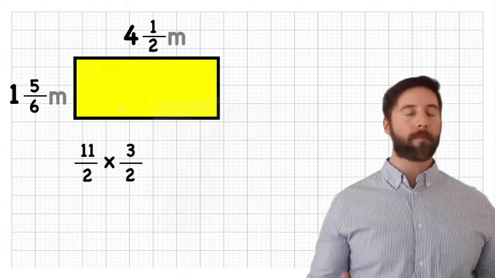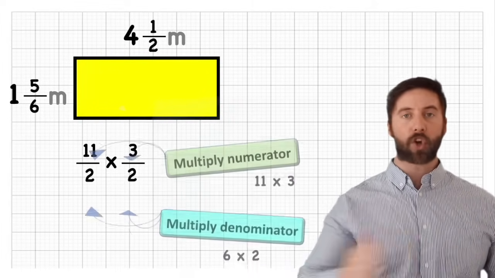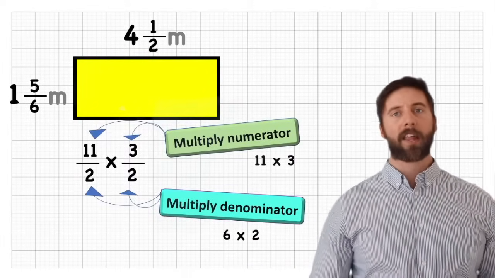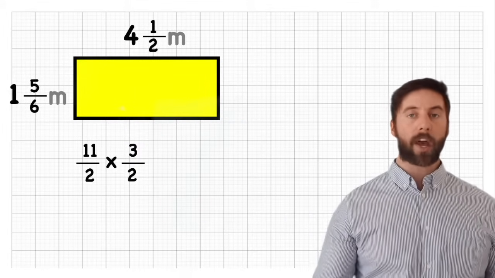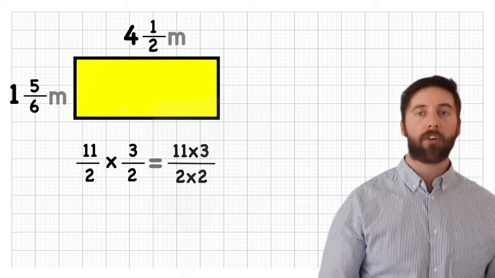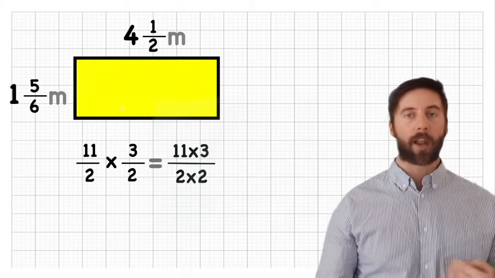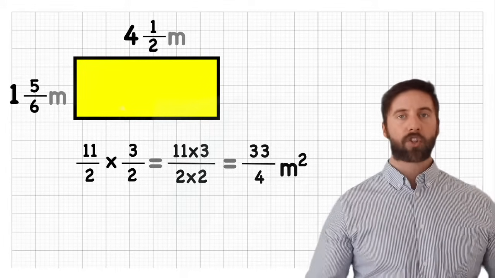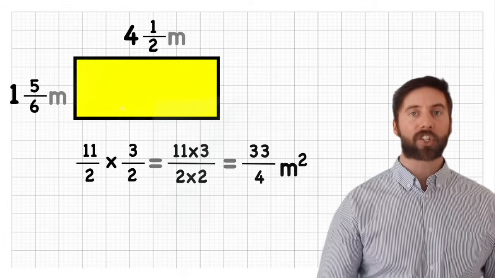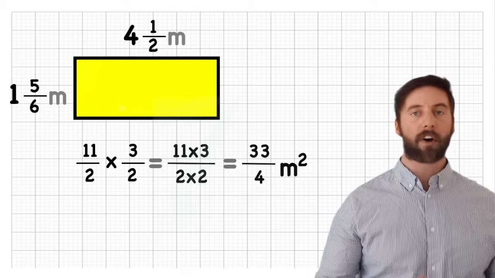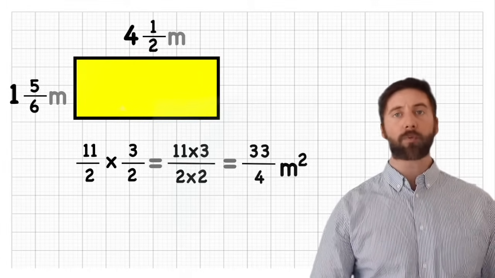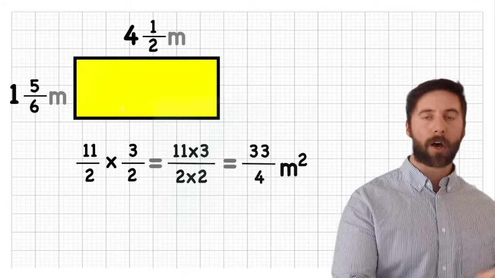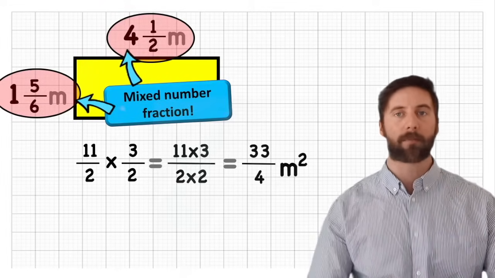And all we do when we're multiplying fractions is multiply the top row and then multiply the bottom row. So I'm going to put 11 times 3 over 2 times 2. Now 11 times 3 is 33 and 2 times 2 is 4. So my answer as an improper fraction is 33/4, okay? But because our question was given to us in mixed numbers, we're going to convert it back to a mixed number, okay?